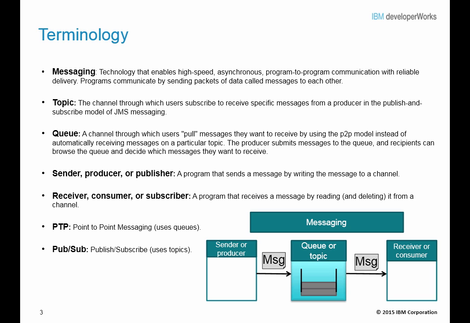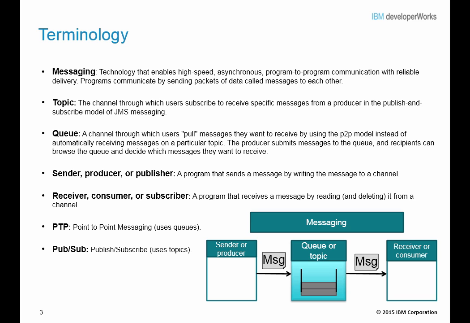Let's talk about some basic terminology involved in messaging. First, what is messaging? Messaging is a technology that enables high-speed asynchronous program-to-program communications with reliable delivery. In this context, programs can communicate with each other using packets of data called messages. On the left-hand side of the diagram, there is a sender or producer. In the middle, there is a queue or topic, and at the end, there is a receiver or consumer.